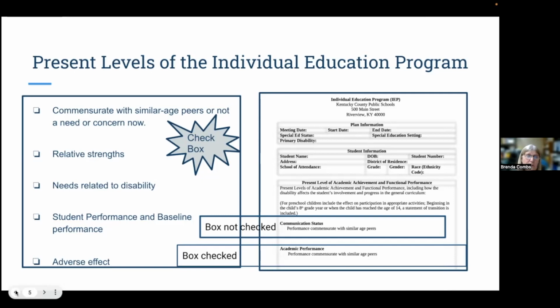So if they're not commensurate, we want to make sure that we are writing strengths. And when we're talking about the strengths, we're talking about relative strengths. So it's not compared to another same age peer that is not special ed, or even if they are special ed, we're not comparing them. We're comparing them to themselves. And that's what we mean by relative.